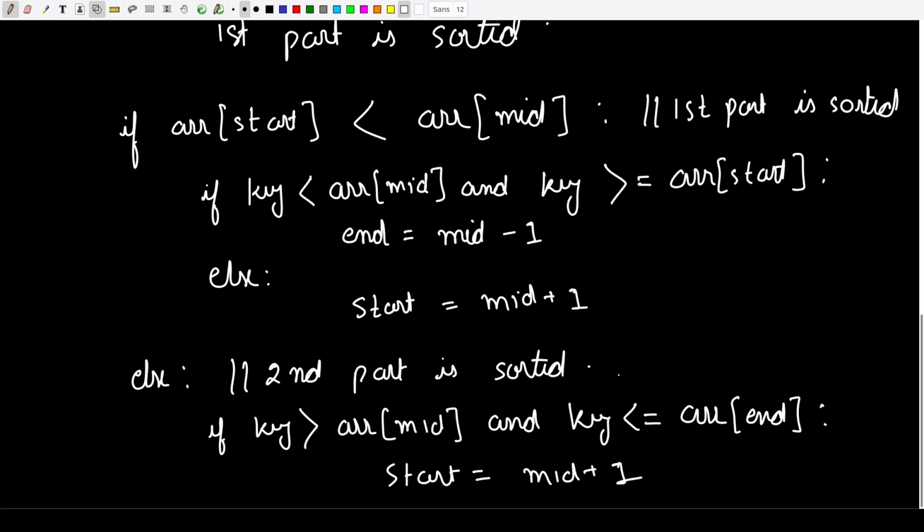And if the second part is sorted and the key does not lie in the second part, then that simply means that the key lies in the first part and we will be searching for the key there. So for such case, else we have to update our end pointer, and end will be equal to mid - 1. And in this way, we will be able to search an element in a sorted rotated array.